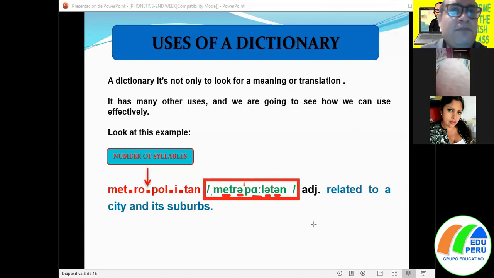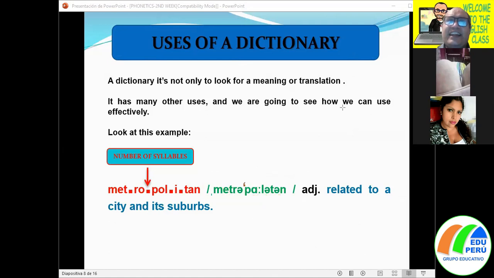All right, so notice, if your dictionary doesn't have these points or dots, because this dictionary works with dots or points, met, ro, po, li, tan. Notice, so we have five syllables. But if your dictionary doesn't work with points or dots, you have to go to the phonetic transcription. Okay, let me see. Which symbols are vowels? E, O, A, E, E. Five vowels. Teacher, this word has five syllables. Remember, we're talking about sounds. All right. So one of the uses is this, the number of syllables.